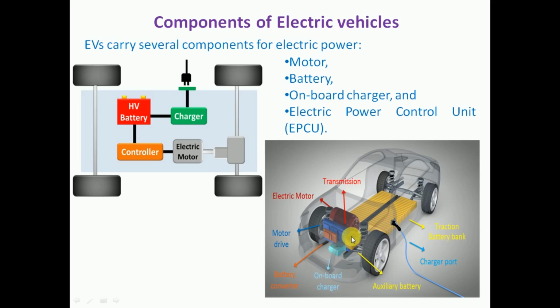That charger connects to the batteries. The plug, the charge port, is connected here, and through the converter it goes to the batteries. Then the traction battery bank, here while moving, whatever power this battery bank has will be provided to move the vehicle. Then the auxiliary battery, that is an additional battery, whatever is required, that also we can use to run the car.